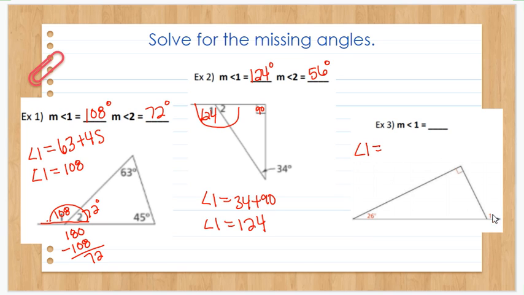All right, so angle 1 is going to equal the sum of the two remote interiors. This remote interior is 26, and this one is 90 because it has the little square. So 26 plus 90, and that gives me 116. So angle 1 equals 116 degrees. And that's all you had to do.